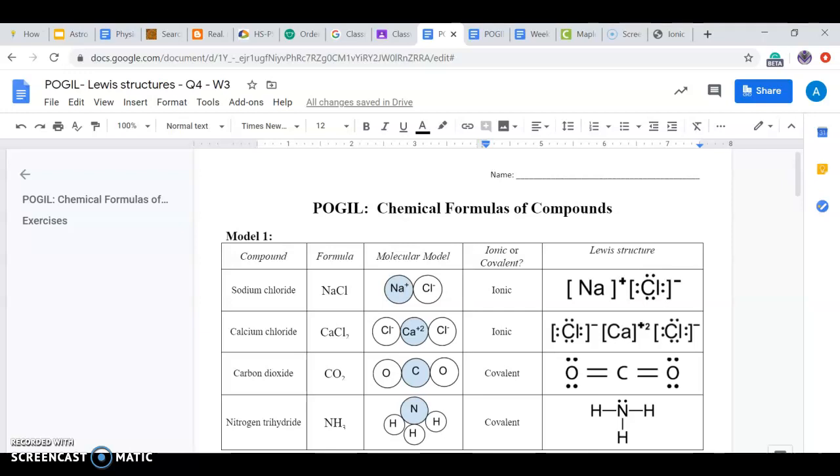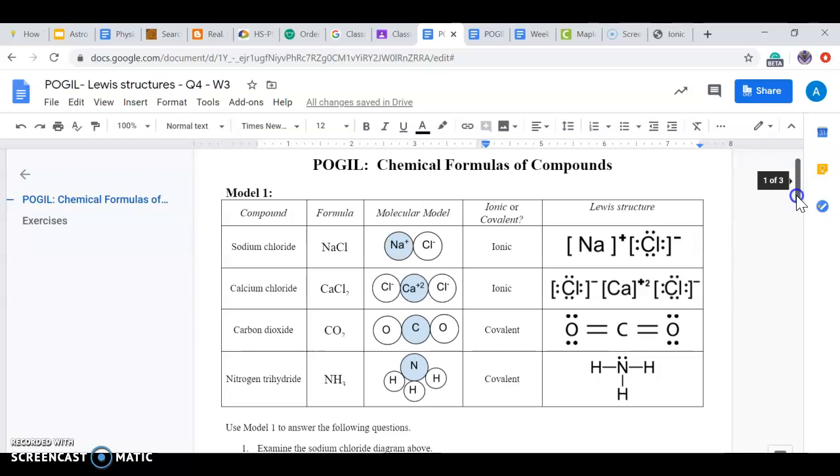All right, so I just want to do a short lesson overview and show you guys what you're going to be working on as far as this goes. This part should be review, but we're looking at the model that's for our POGIL, and we're looking at the Lewis structures that we draw for ionic bonds. So here's sodium chloride, right?